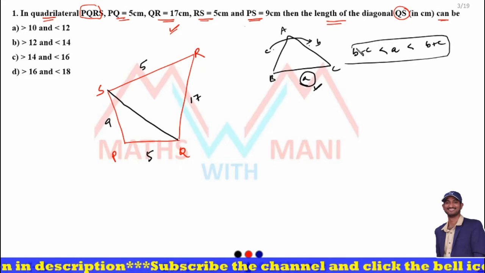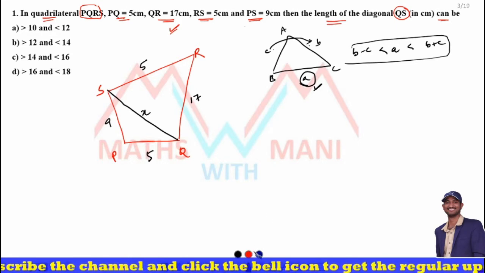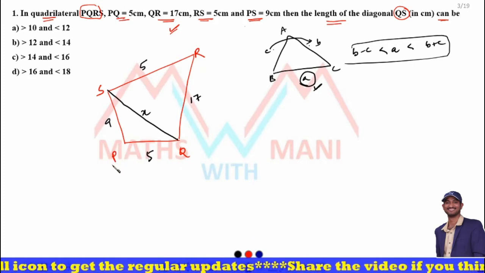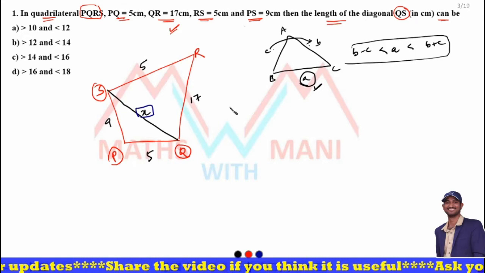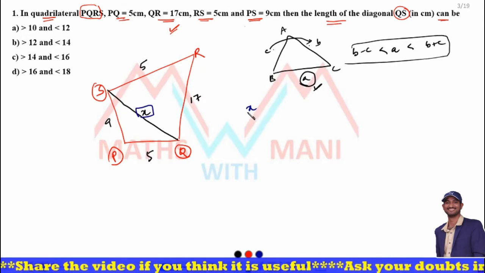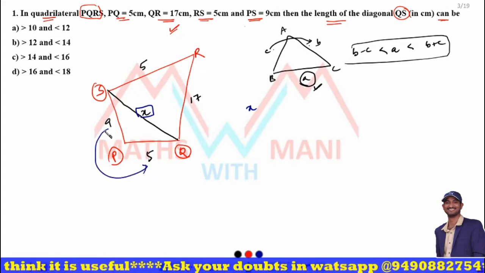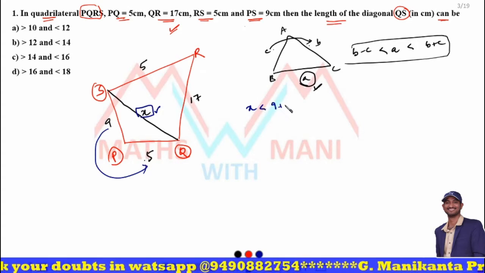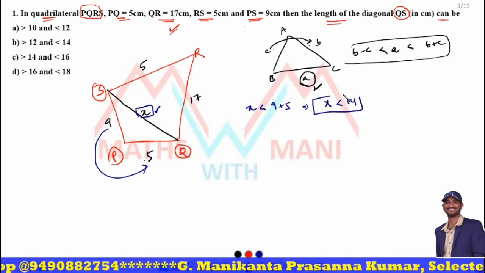Suppose the length of QS is X. You have to find the range of X, the interval in which X lies. If I take triangle PQS, X is one side which is less than the sum of the other two sides, that is 9 plus 5, that is 14. So that means X is always less than 14.